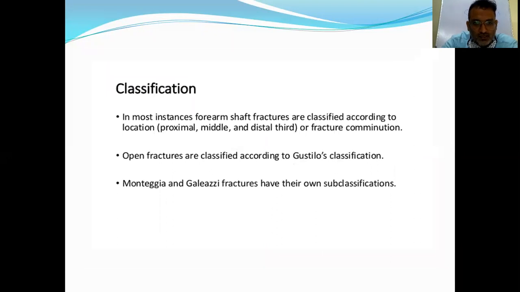Classification: in most instances, forearm shaft fractures are classified according to proximal, middle, and distal third or fracture combination. Open fractures are classified according to Gustilo's classification. Monteggia and Galeazzi fractures have their own sub-classification. So you need to remember only one thing. Monteggia fracture is the forearm shaft fracture with proximal ulnar fracture, medial for Monteggia. Galeazzi is the other bone, radius involved at the distal end.